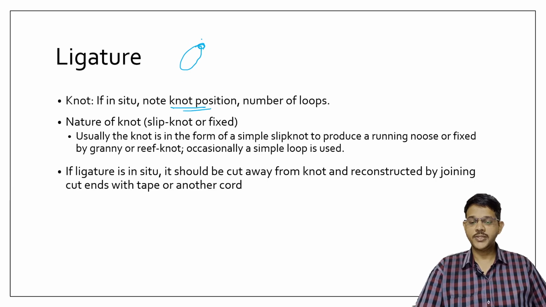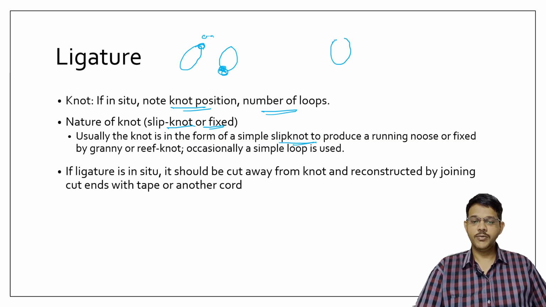Knot position may be present in the occiput, or it may be present in the front, or in the angle of mandible. So position of the knot is important. How many loops of knot are present, what type of knot is there, whether it is a slip knot or a fixed knot. Usually it is a slip knot.